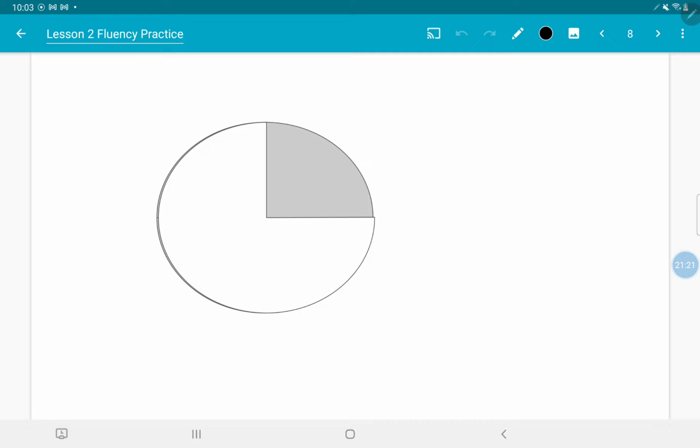How many circles do you see? 1. How many parts does the circle have? 4. Well, 1 right now. But how many equal parts would that be broken into? 4, exactly. And what fraction of that circle is shaded? 1/4 is shaded. What fraction of that circle is not shaded, Olivia? 3/4. Very good. All right, let's look at another one.